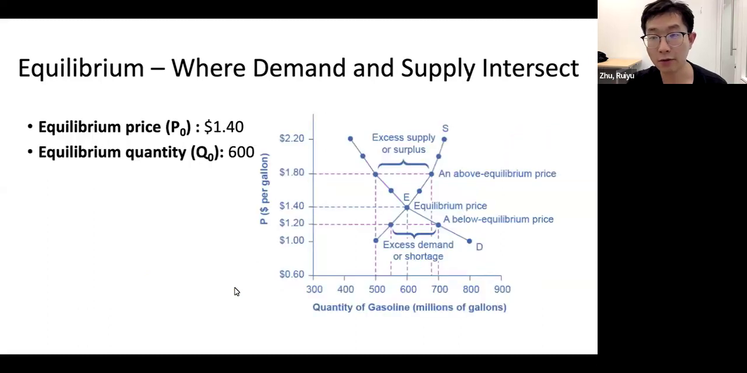This figure summarizes our idea of the demand and supply analysis framework. We have the demand for gasoline and the supply for gasoline, where they cross gives us the equilibrium price and equilibrium quantity. For any price above the equilibrium price, we will have excess supply or surplus. For any price lower than the equilibrium price, we will have excess demand or shortage.